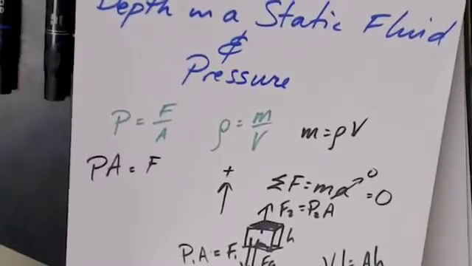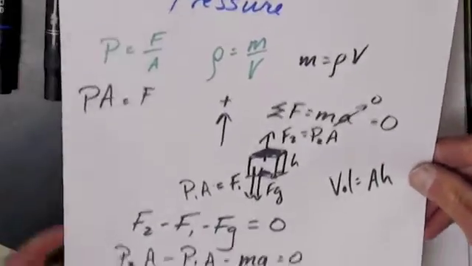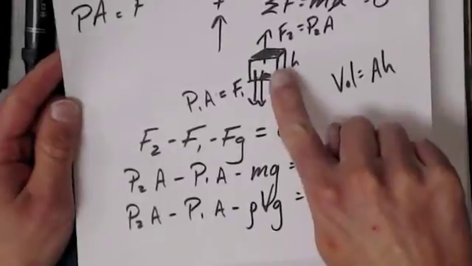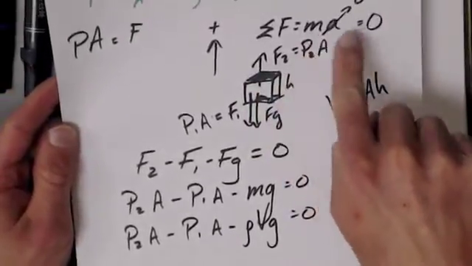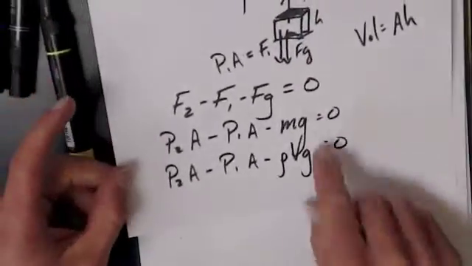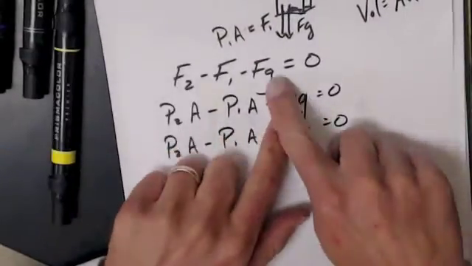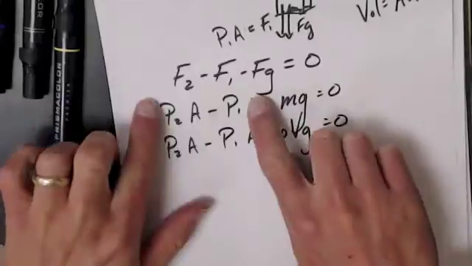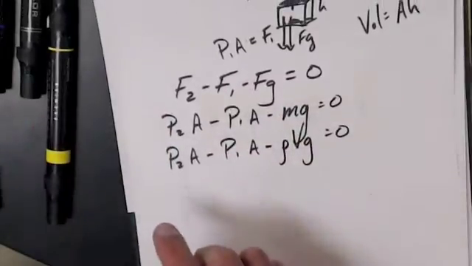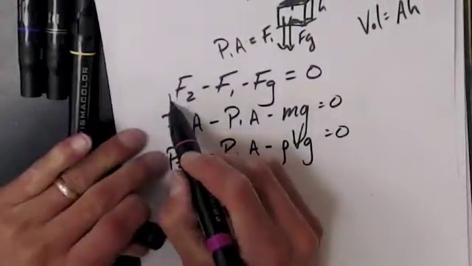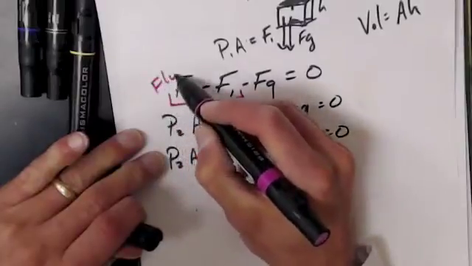Let's revisit this depth in static fluid and pressure. So here's our square. We've summed our forces that equal 0, and now we've got this nice thing over here. So this is the force of gravity. And these two forces are really the two fluid forces that are on there.